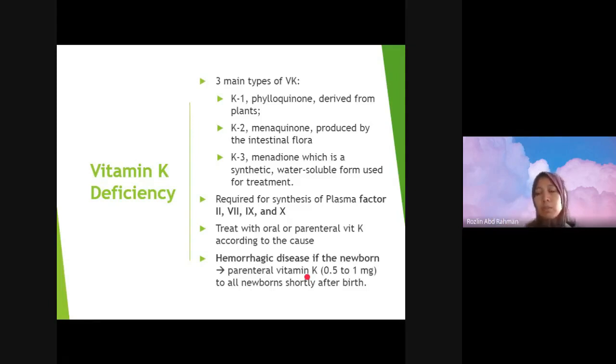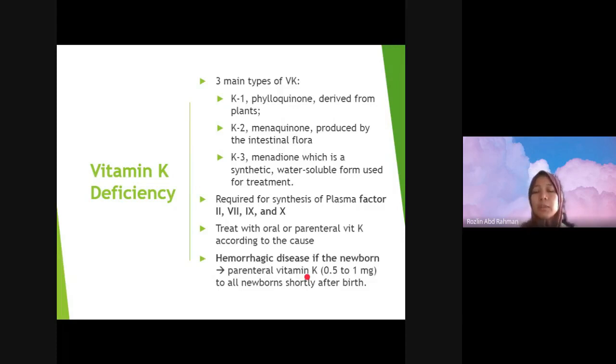And this is usually bleeding inside the intracranial space. Okay, bleeding from the brain. But classically it occurs between day 2 to day 7 after birth. Sometimes the hemorrhagic disease can present later. Okay, late onset, maybe 2 weeks after birth, 3 weeks, 4 weeks, like that.